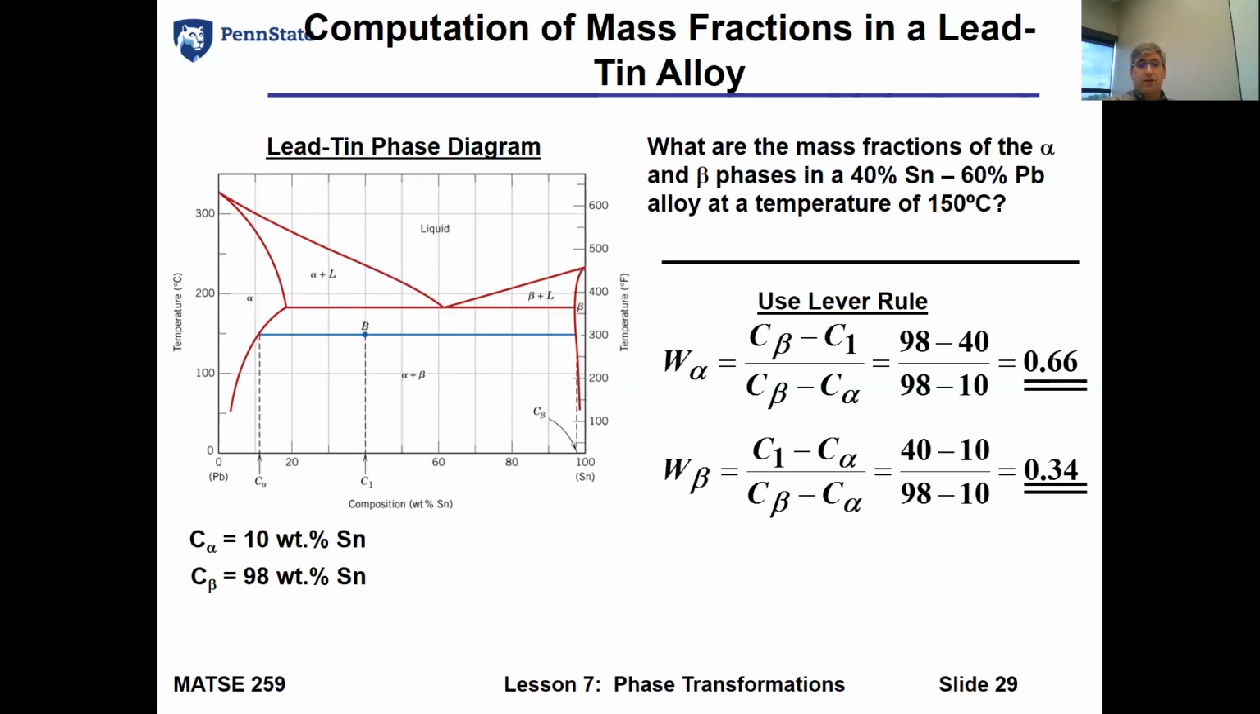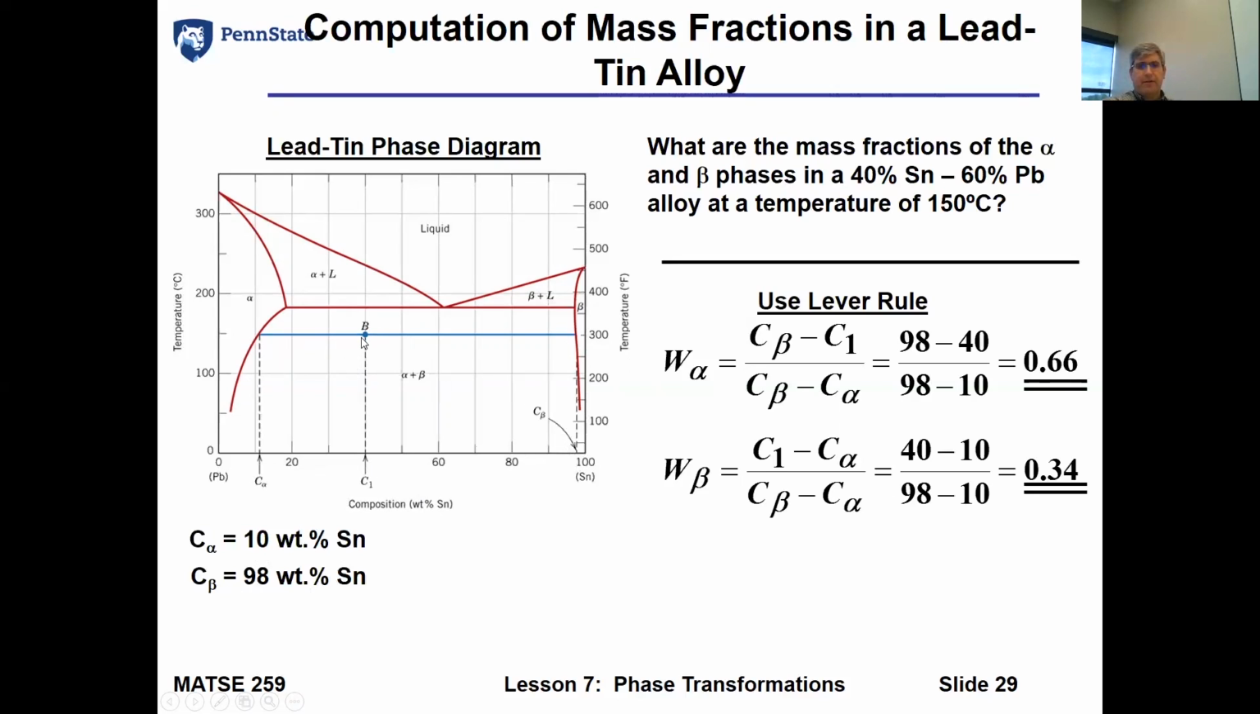So the next thing I do is draw a tie line across the compositions. I hit these two solvus lines, and then I drop my verticals. What this tells me right off the bat is the composition of my alpha phase and the composition of my beta phase. We see the alpha is going to be really rich in lead, the beta is going to be really rich in tin. So at this temperature, how much of each do I have? If I want to know the mass fractions, I'm going to use the lever rule. Right down here, we see that the alpha phase only has 10 weight percent tin. The beta phase has 98% tin.